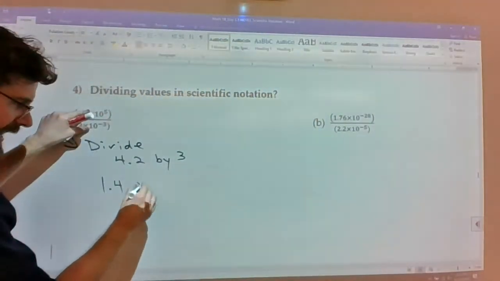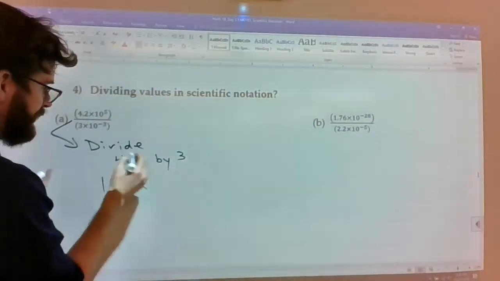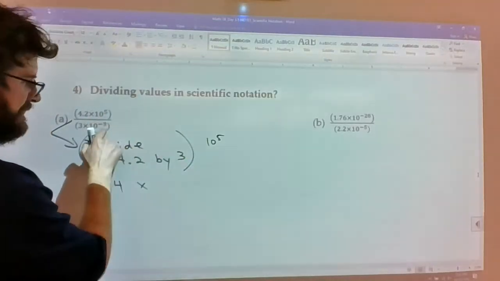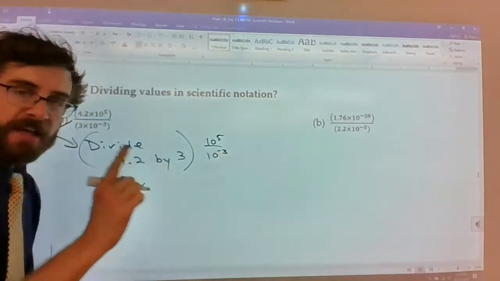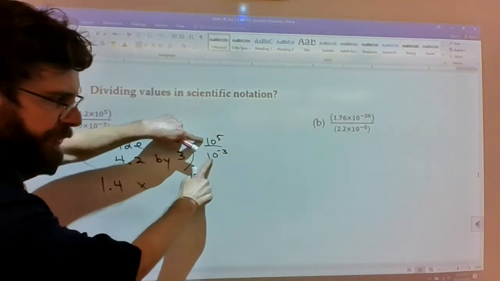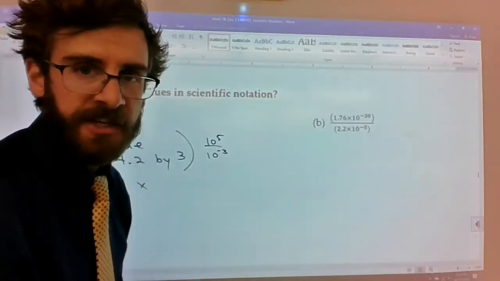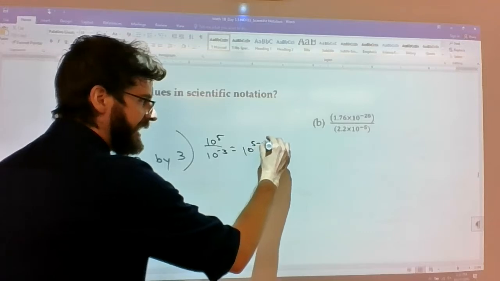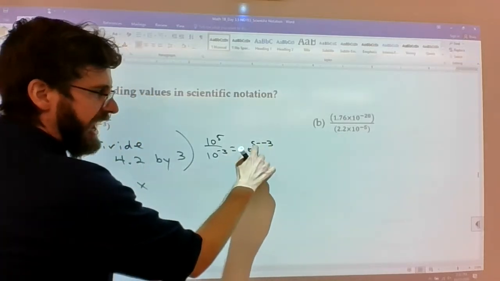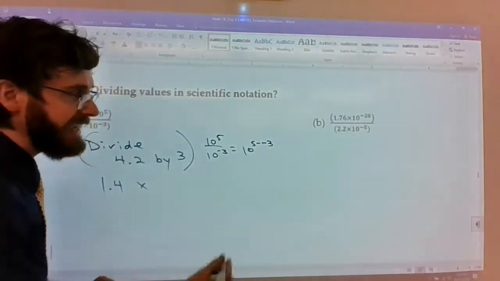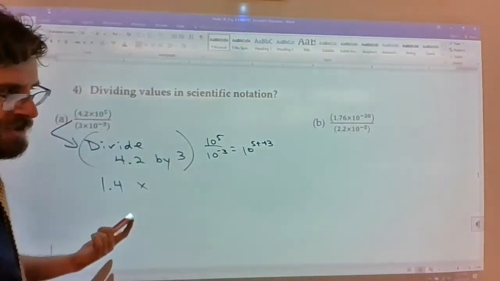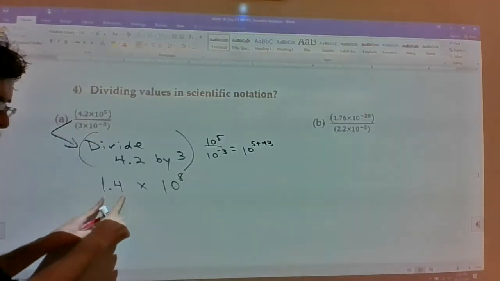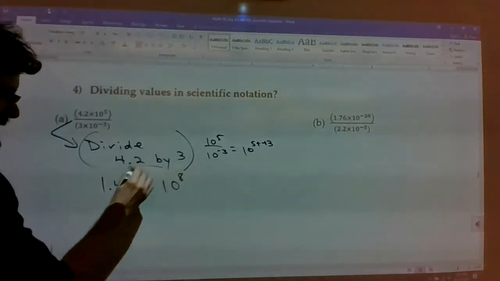The power of 10, all right? So that's how you deal with the coefficients. The exponents, 10 to the 5th divided by 10 to the negative 3. The rule was same base when you're dividing powers means you subtract the exponents. So it's 10 to the 5 minus negative 3. So 5 minus negative 3 is positive 8. Because that's how subtracting negatives work. Since that number's between 1 and 10, you're done. It's in scientific notation.